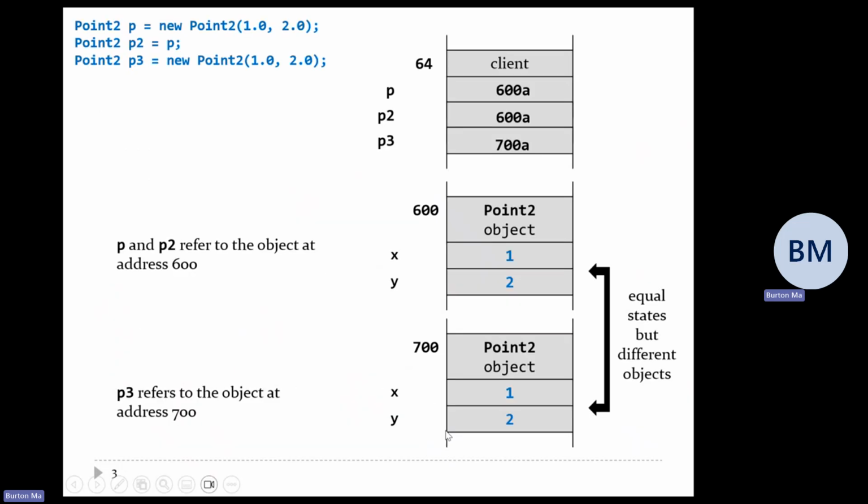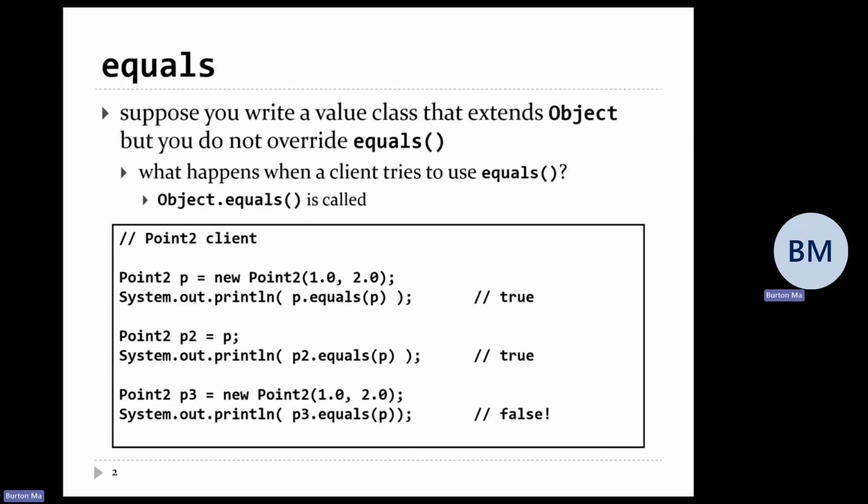So what's going on here? If you draw the memory diagram of what's happening here, p is a new point. p2 is not a new point. There's no call to new, and no call to a static factory method here, which would call new. So p2 = p simply means that p2 refers to the same object as p.